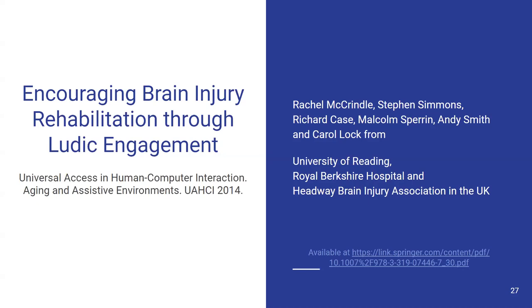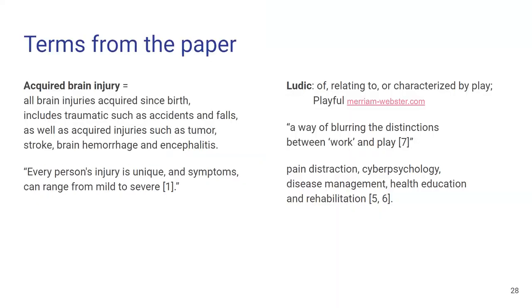The paper does make a good point that brain injury happens to everyone at any age. And actually males, 18 to 24, I believe, are at some of the highest risk for brain injury, usually due to accidents. It was a combined effort from the University of Reading, Berkshire Hospital, and the Brain Injury Association, all from the UK. So on to the next one.